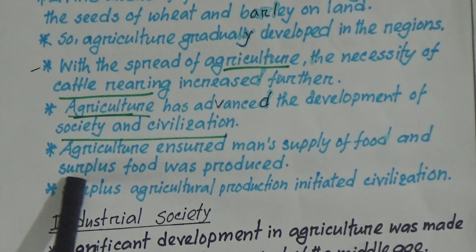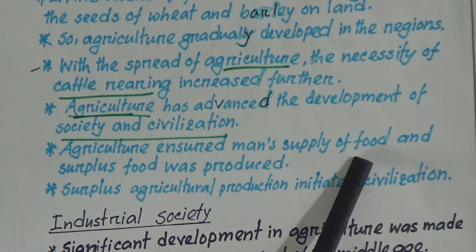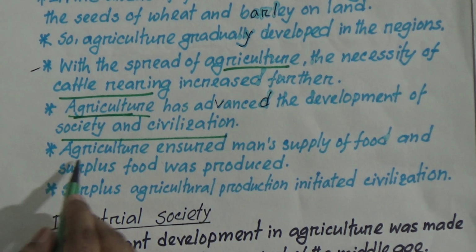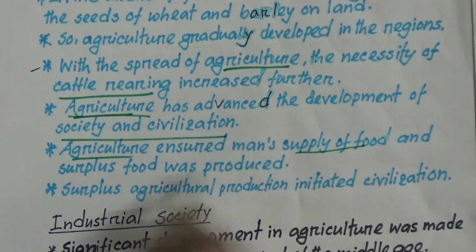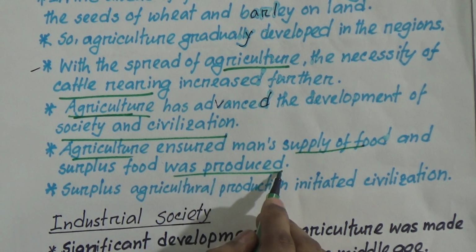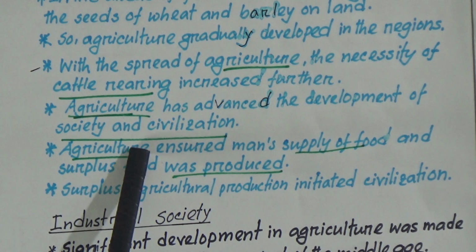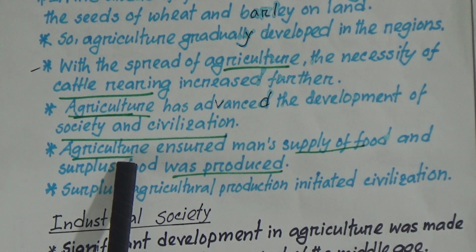Next one, agriculture ensured man's supply of food and surplus food was produced. Why? Because of the growing population. Surplus food created a class of people who didn't work. Some of them took part in business and commerce and contributed to the development of urban life.